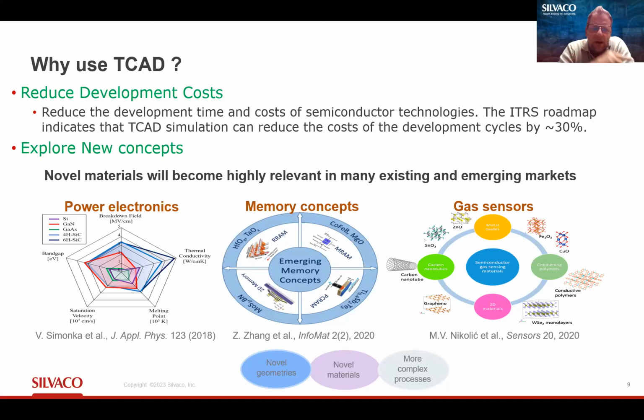And today, novel materials will become highly relevant in many existing and emerging markets. We'll see this in a minute, but for power, it used to be only silicon, and now, of course, it's silicon carbide and GaN. Memory, all these resistive RAM, MRAM, FeRAM, those new emerging memories, they are using completely different materials compared to silicon, and of course, gas sensors.